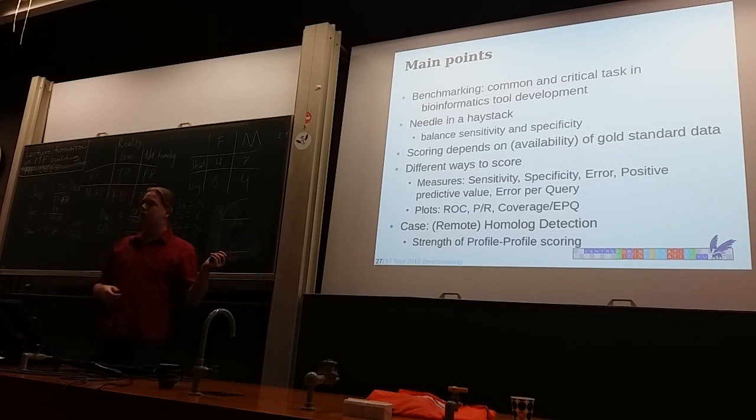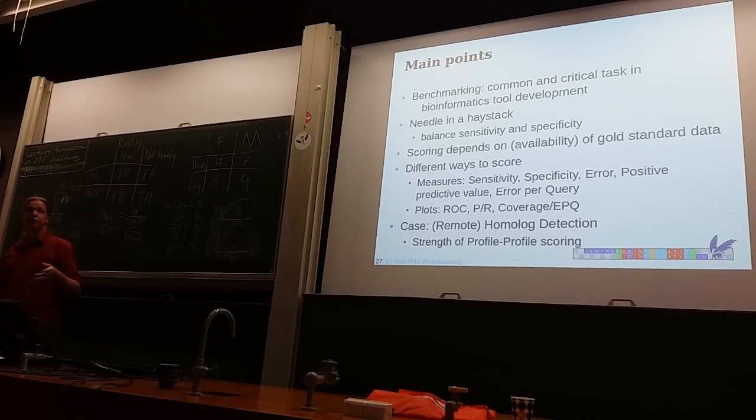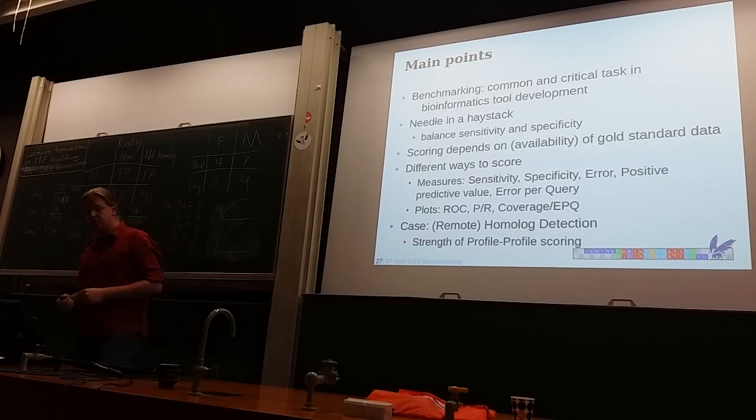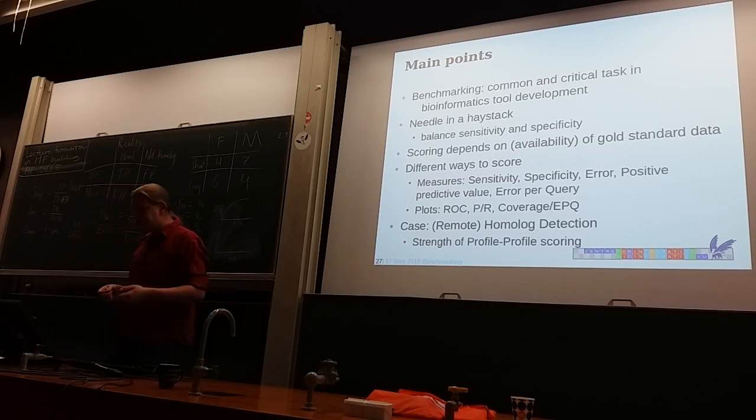How you interpret your score and how you are able to score at all depends on your gold standard. So what you assume to be true, this is necessary for a benchmark, even though you usually know that your truth isn't as true as we would like it to be. We've discussed very many different ways to statistically interpret your confusion tables. So there's all these measures of sensitivity, specificity, EPQ, etc. And we've shown you 3 different types of plot that you can use to visually inspect what is actually going on with your method. And we have discussed the paper on remote homolog detection.